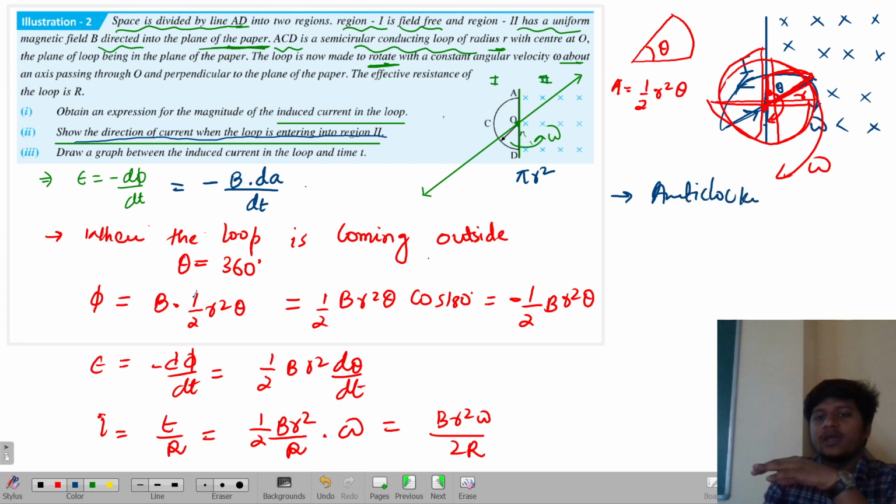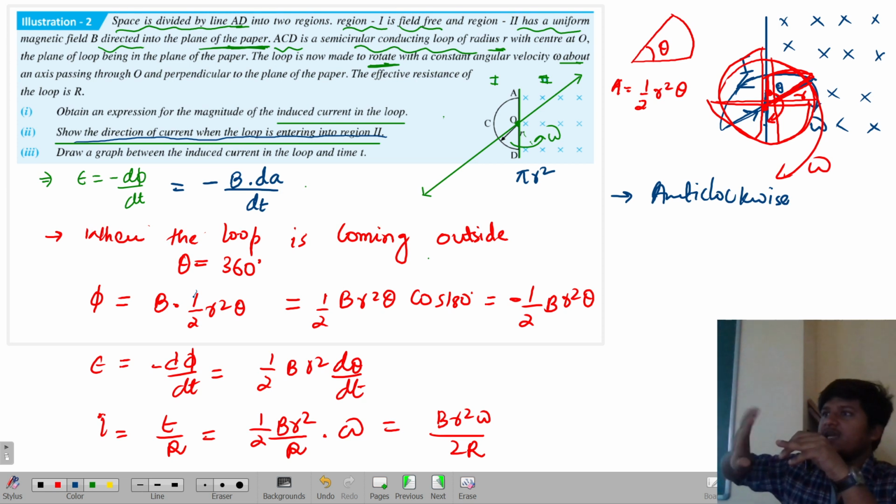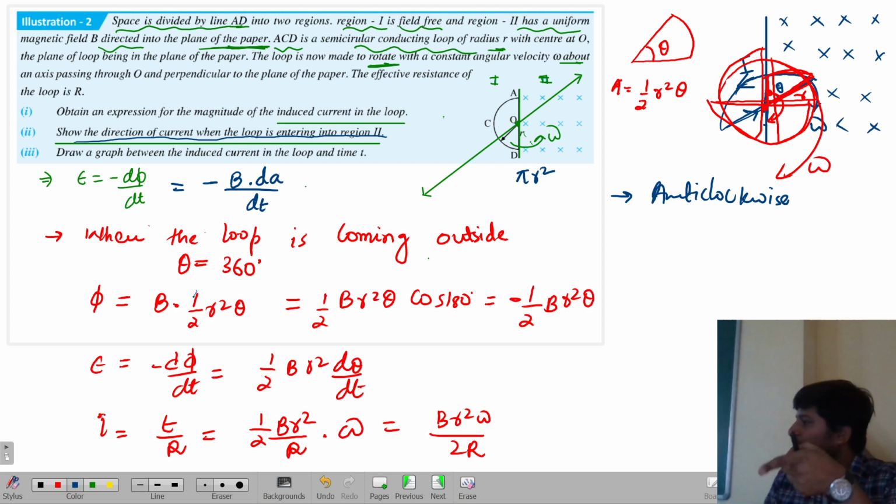Anti-clockwise. Okay, although you know that for inside a magnetic field the current should actually be clockwise, what is going to happen here? It will be anti-clockwise. Why? Because the EMF is negative of the magnetic field direction. Correct or not? Yes or no? Is this correct or not?